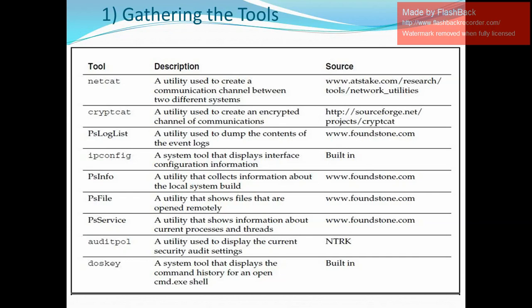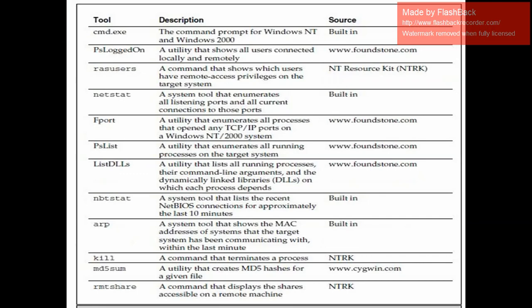These are the listed tools displayed on the screen, the tools majorly used at that location to gather the information. So Netcat, CryptCat, PsLogList, IPconfig, PsInfo, PsFile, PsService, Auditpol, DOSKey, cmd.exe. These are the tools used to collect the information from one system to another, over the network, or from any other media devices available at the crime scene.